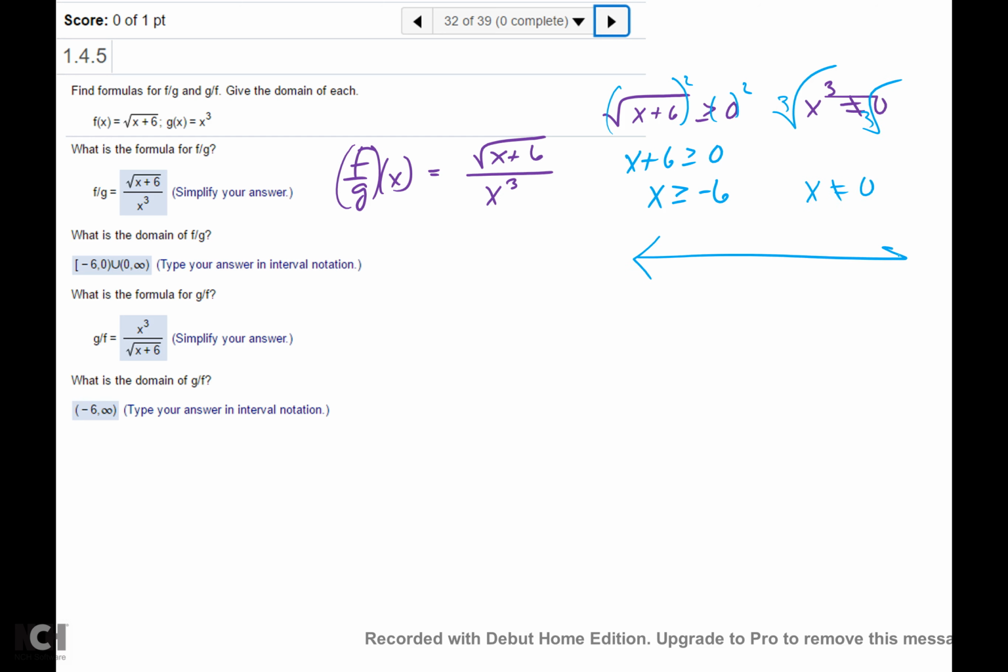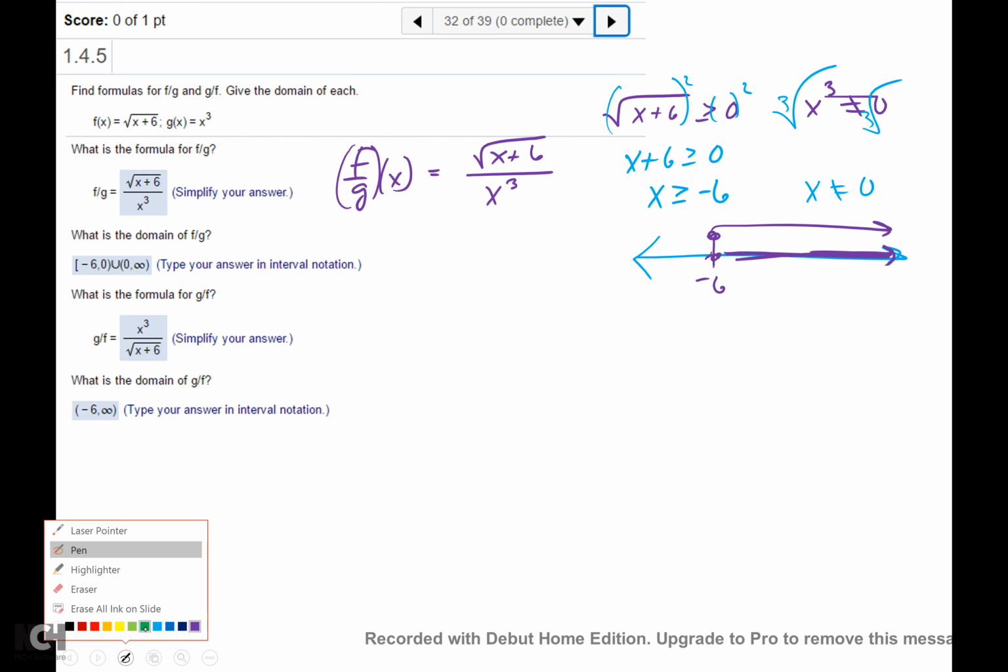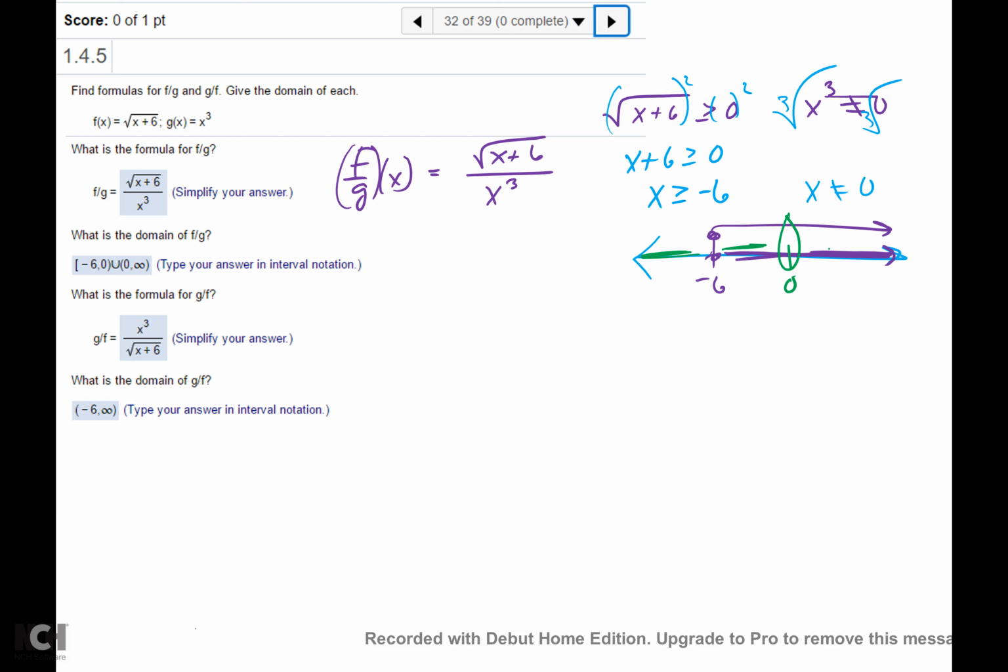So if I look at that on a number line, my radical says I can include negative 6 and go to the right. That means all of these numbers are included. My denominator drama says, except at 0, I have to skip 0, and I could be everywhere else. All right. So my final domain is where there's both green and purple.